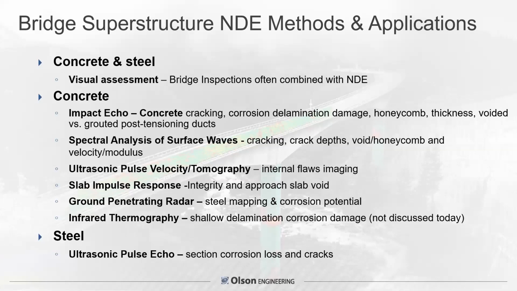Ground penetrating radar is probably the best known of the non-destructive evaluation methods, commonly used to map out steel, embedded other metal, post-tensioning duct locations. Infrared thermography is a test we do use in support of it. It only sees a few inches into the concrete to find delamination. So we're not discussing that today for a lack of time to cover everything, but it certainly is out there as well. Ultrasonic pulse echo, a common test, or ultrasonic thickness testing, looks at section loss due to corrosion in steel members, finds cracks, and we'll talk about it in terms of anchor bolt integrity and length in concrete.